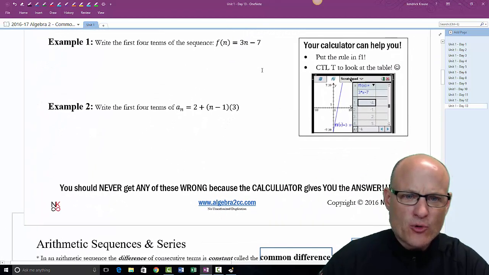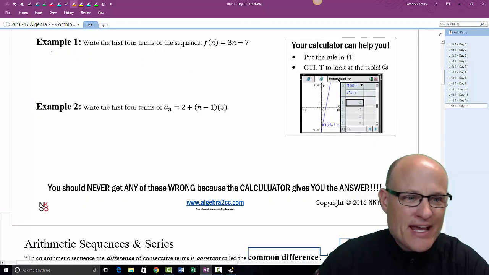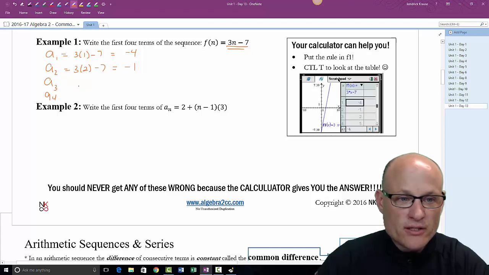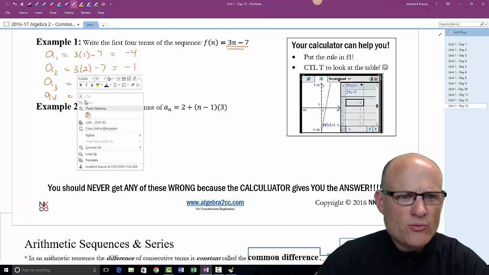So we're going to do that for the first 4 terms of this sequence. So I want a sub 1, a sub 2, a sub 3, and a sub 4. So I'm going to write the first 4 terms of this sequence. So a sub 1, I plug in a 1, I get 3 times 1 minus 7. That's negative 4. I plug in a 2, 3 times 2 minus 7 equals negative 1. 3 times 3 minus 7, 2.